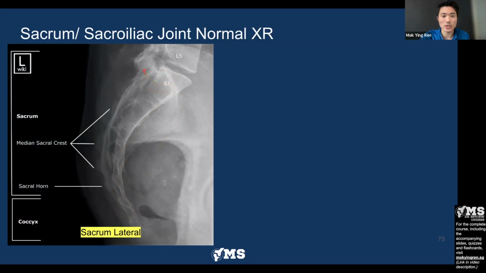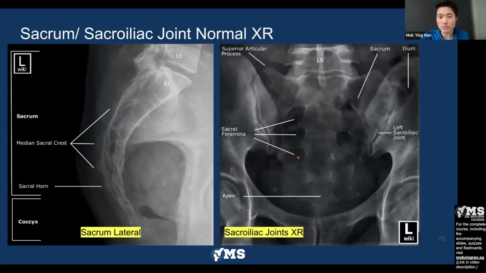All right, and of course, we are assuming this is S1. And a sacroiliac joint X-ray can be done to look particularly at the SIJ. Maybe you are concerned about sacroiliitis in ankylosing spondylitis. You can do a sacroiliac joint X-ray to look particularly at the sacroiliac joints.